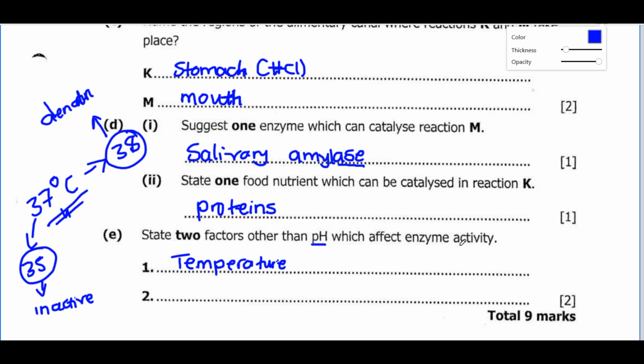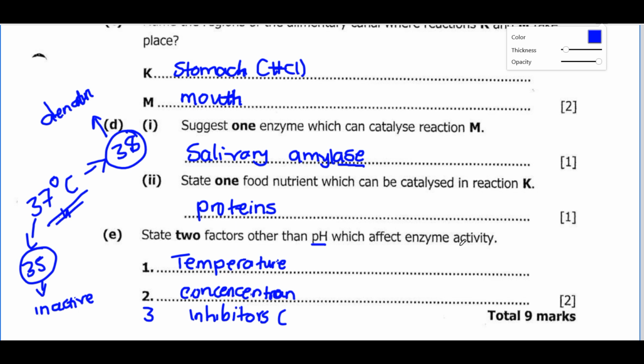Then apart from that, we can look at concentration. So it can be concentration of substrate or concentration of the enzymes. Then the third one, we have inhibitors. So inhibitors, we have 2 types of inhibitors. They are what we call competitive inhibitors and non-competitive inhibitors.